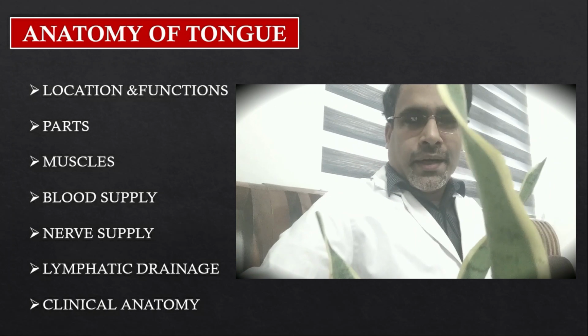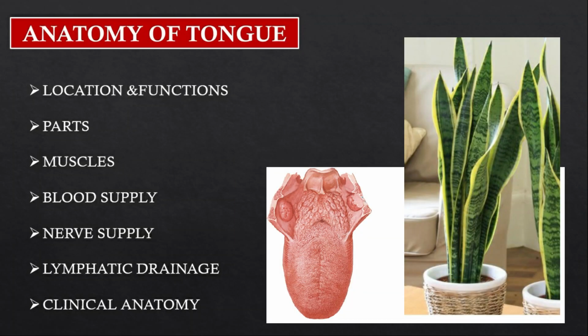So before entering to the anatomy of tongue, I would like to show you a plant. This plant is popularly called as snake plant or mother-in-law's tongue. And the tongue shape and the tip of this plant can be compared because the shape of the tongue and the tip of this plant is almost similar. So when a beginner is learning the anatomy of the tongue, the parts of the tongue can be made out by comparing with the tip of this plant.